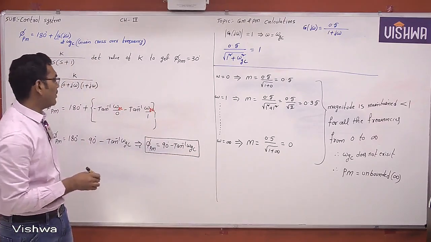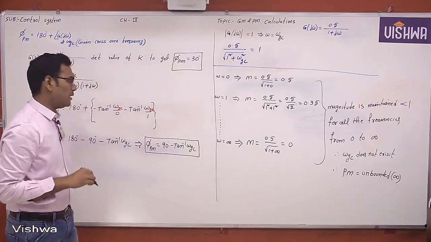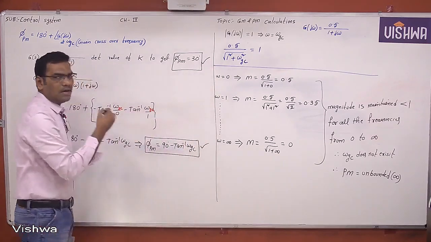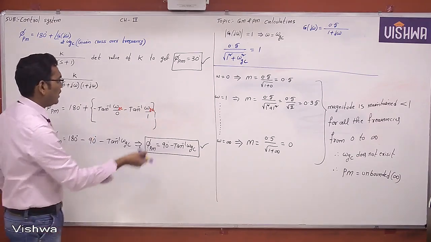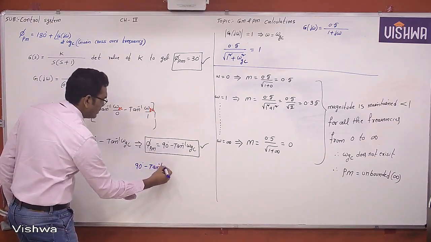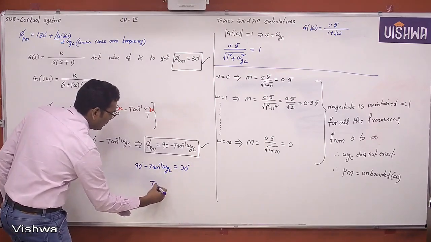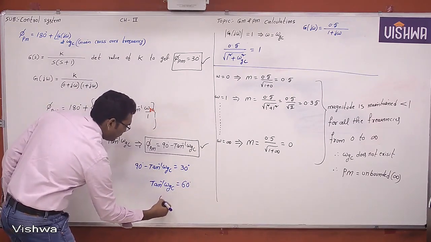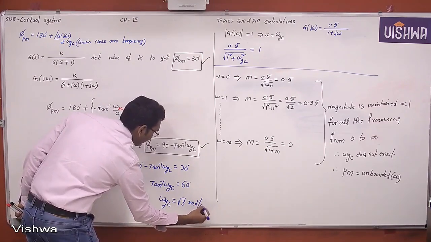But in the question the phase margin is already mentioned. What is the phase margin? The phase margin is 30 degrees, given already. So can I equate these two? This is the phase margin and this is also the phase margin of the same transfer function. So can I equate these two phase margins and get a relation? Yes. Therefore, 90 degrees minus tan inverse omega GC is equal to 30 degrees. Therefore, tan inverse omega GC equals 60 degrees. Therefore, omega GC is equal to tan 60, which is root 3 radians per second.